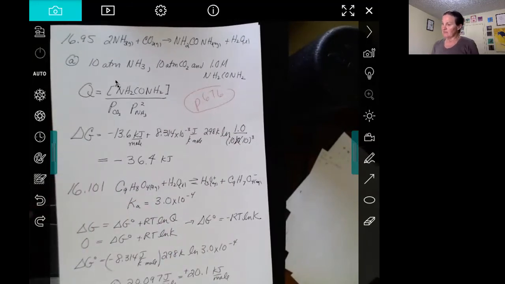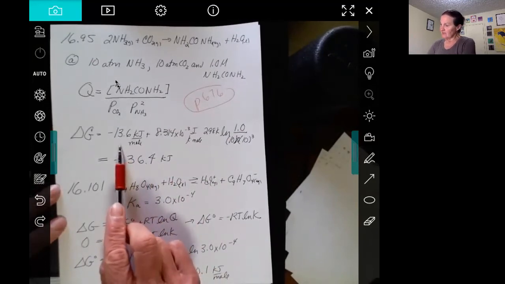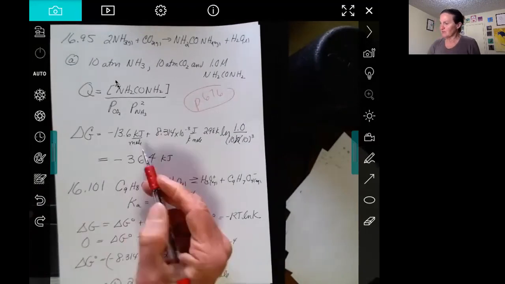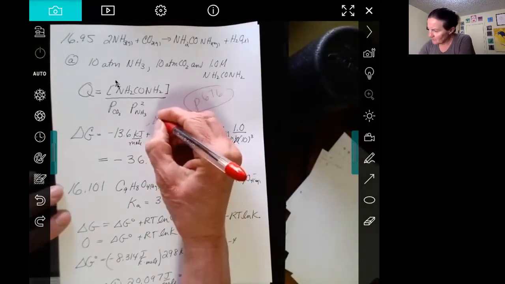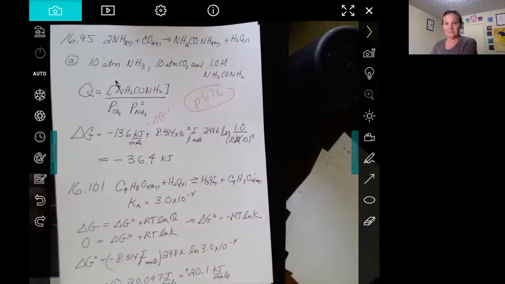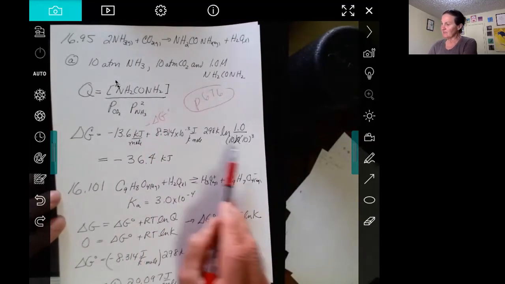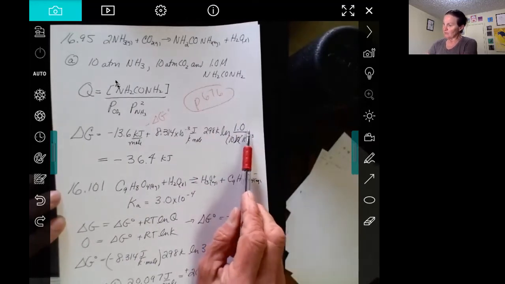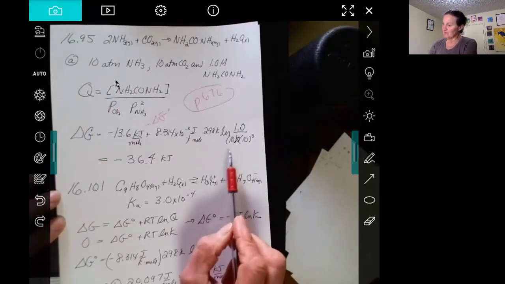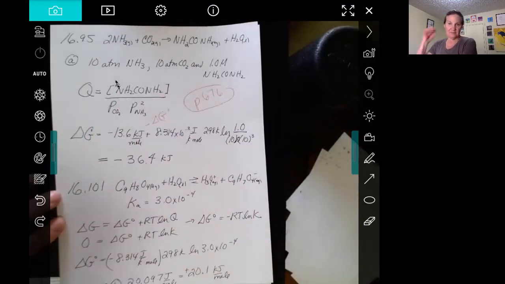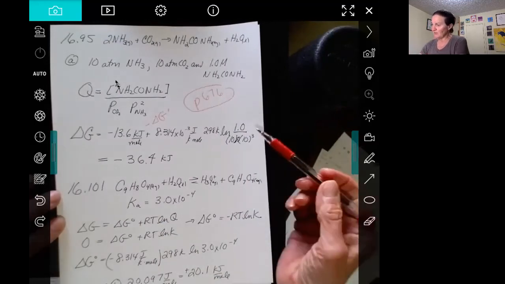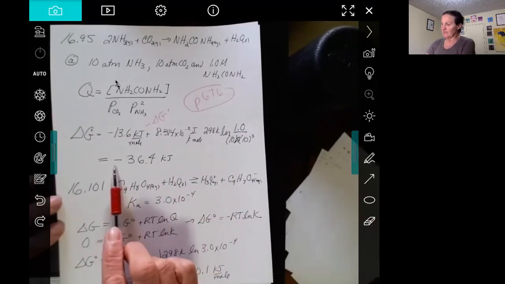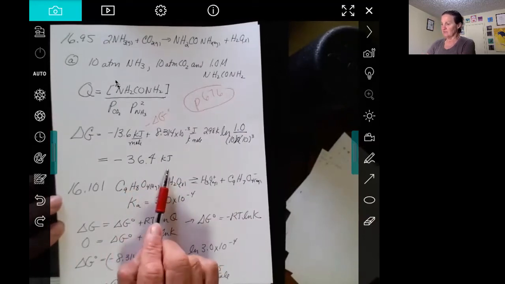So in order to calculate delta G, we'll take the, did they give us this or did I have to look it up? No, they gave us that. So this was given in the problem for delta G standard state. Add to it RT ln of, they tell us in the problem that we have 1 molar urea, 10 atmospheres of NH3 and 10 atmospheres of CO2. So 1 divided by 10 times 10 cubed, do all of that math, and I got negative 36.4 kilojoules.